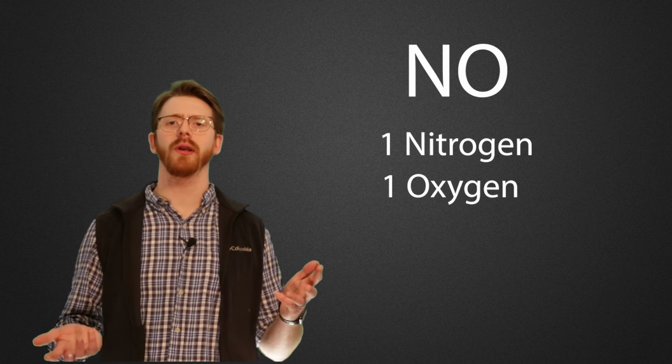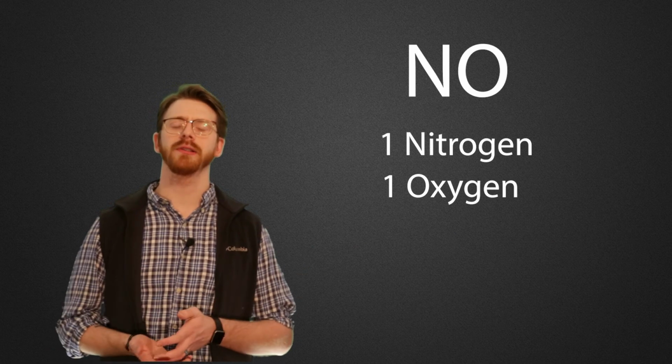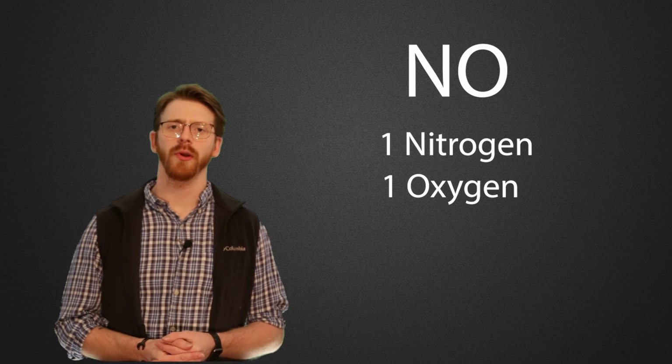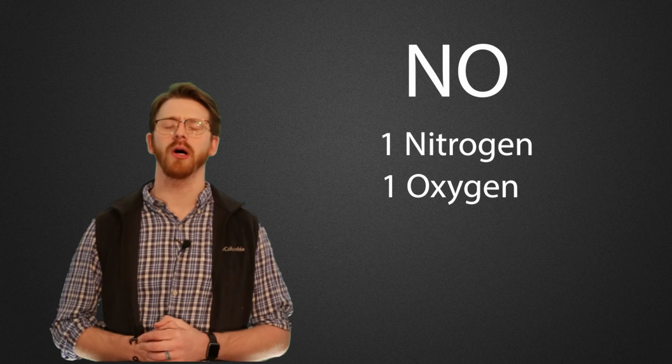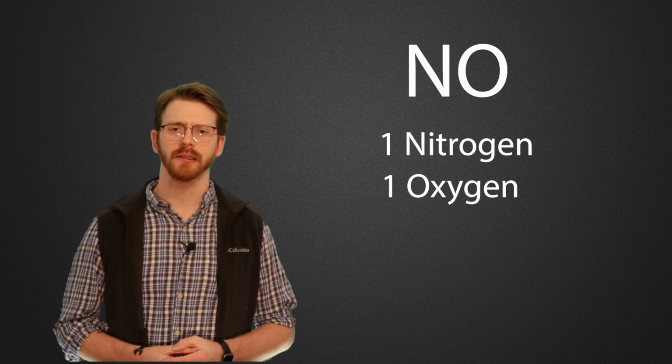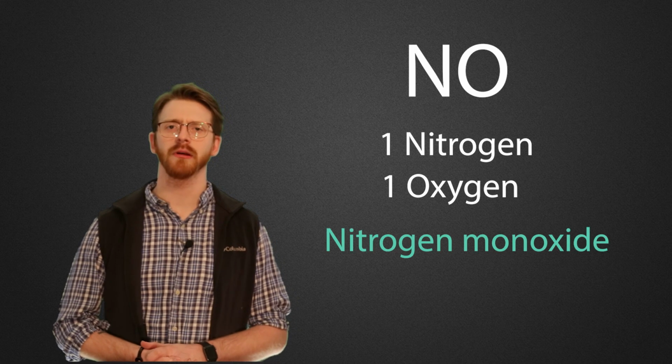Now we have only one nitrogen, but if we pay close attention to our rules, we know not to include the prefix mono for the first element. So we get nitrogen monoxide.